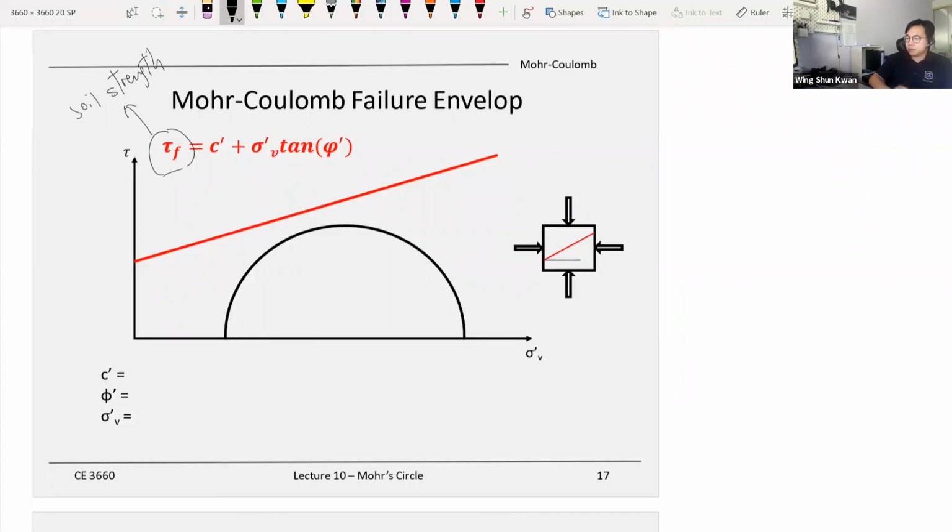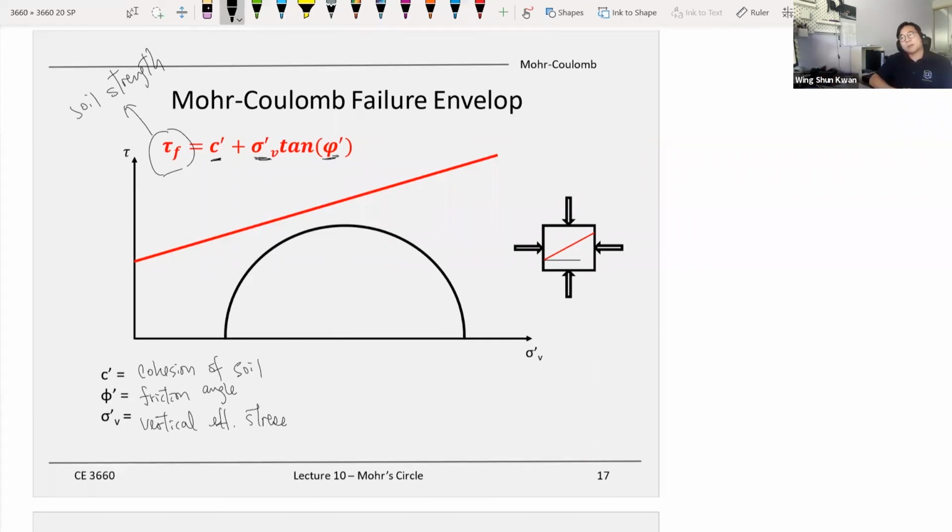Is equal to the cohesion of the soil. So the c is the cohesion of soil, and the phi is the friction angle of soil, and this sigma prime v is the vertical effective stress that we talk about.